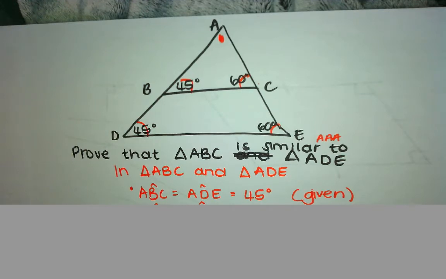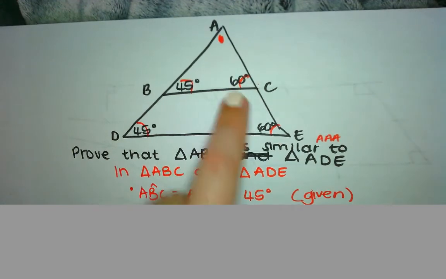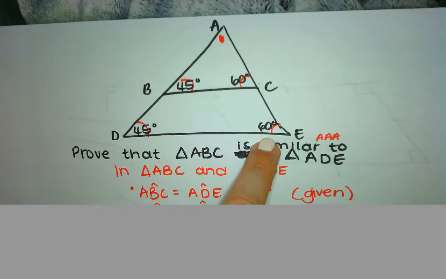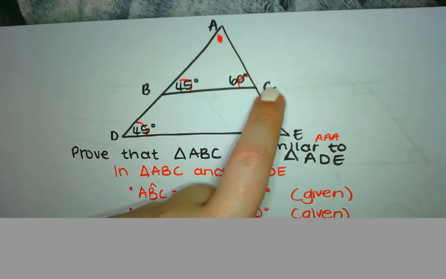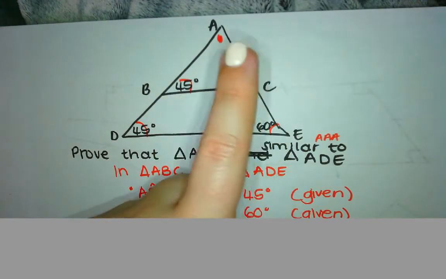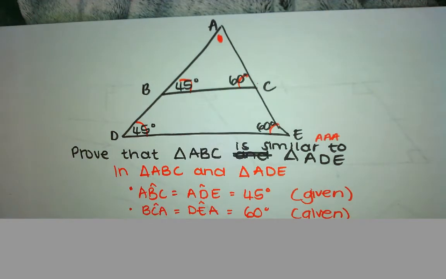Alright, then you've got C over here is 60, and that's also 60. So let's then write that down. So we've got BCA, with the hat on the C because that's where the angle is, equals DEA, and that is 60 degrees. They are both 60 degrees. The reason is given because they told us.